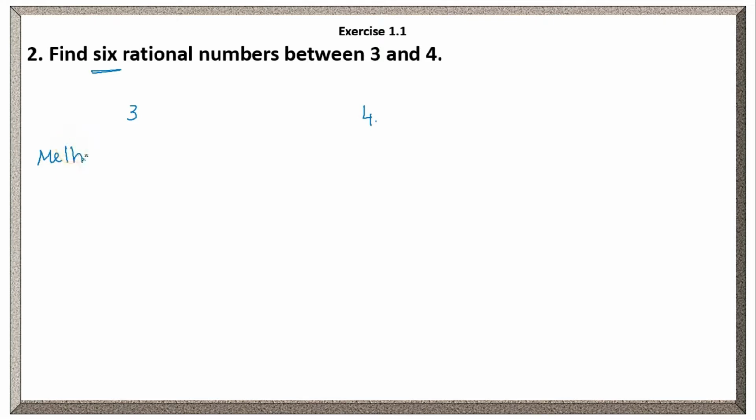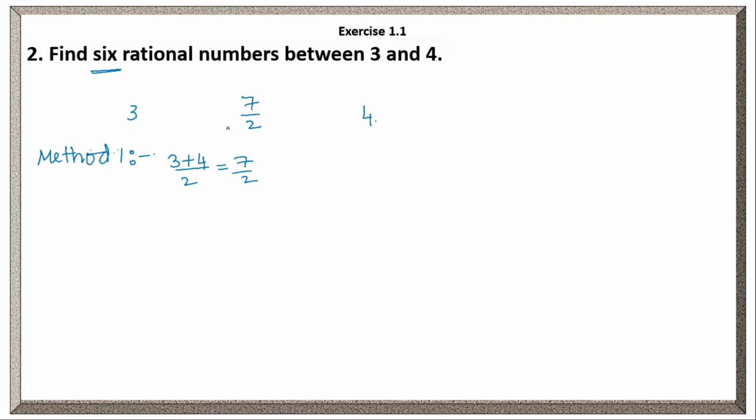Method 1. How can we find? We can take the average of these two numbers to find the middle number. So 3 plus 4 by 2 is equal to, 3 plus 4 is 7, 7 by 2 will be in between 3 and 4.